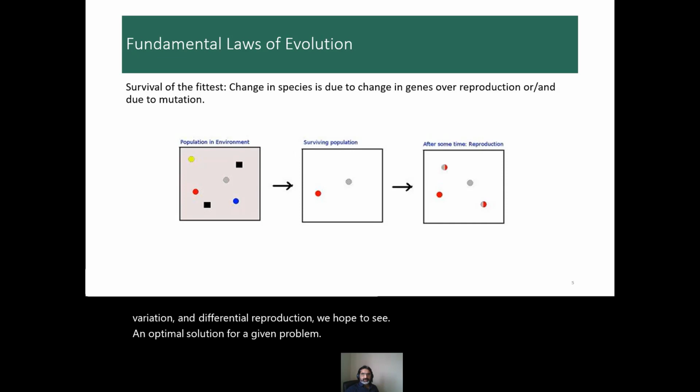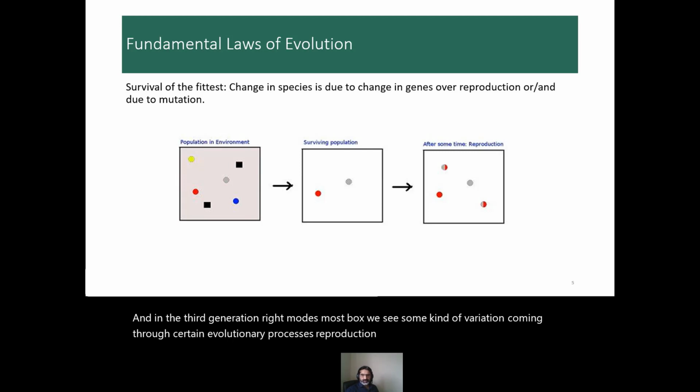The fundamental laws of evolution, we will refer to them as the survival of the fittest. In a population in the environment, we have many individuals in the left-hand side box. When they pass to the next generation, only a few are left. The others don't get a chance, or they don't continue to the next. And in the third generation, the rightmost box, we see some kind of variation coming through certain evolutionary and reproduction processes that we'll study.